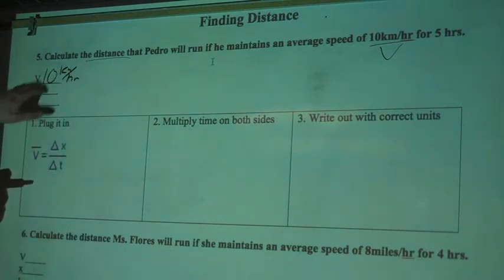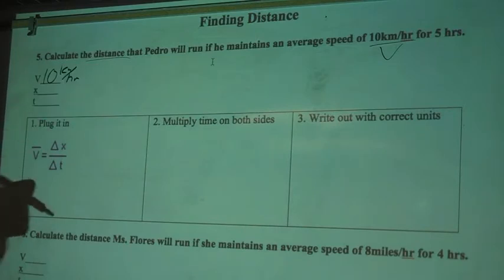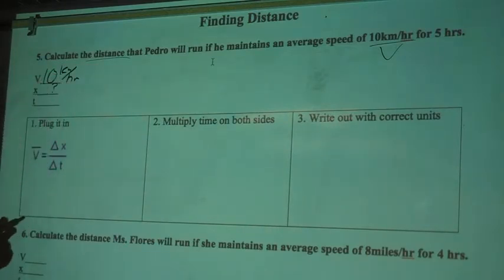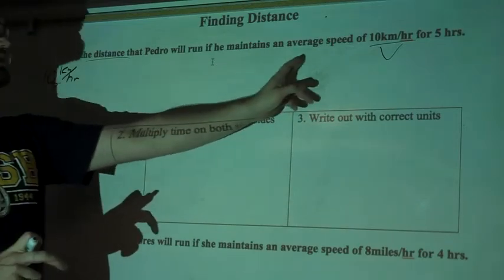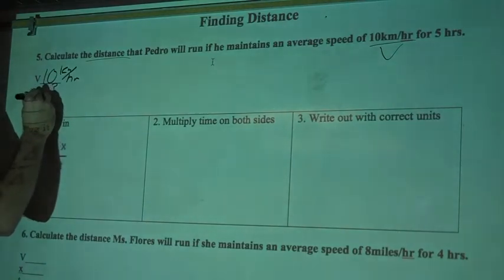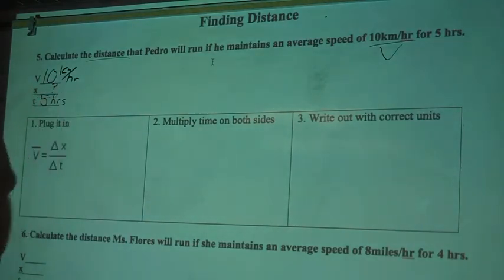All right. Distance, calculate the distance. We're trying to solve for distance, so I'll write a question mark in there. And then time. So Pedro will run if he maintains an average speed of 10 kilometers per hour for 5 hours. So my time is going to be 5 hours.